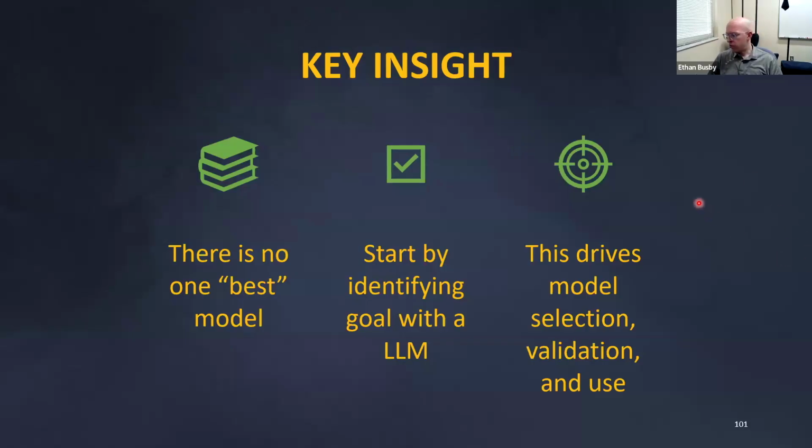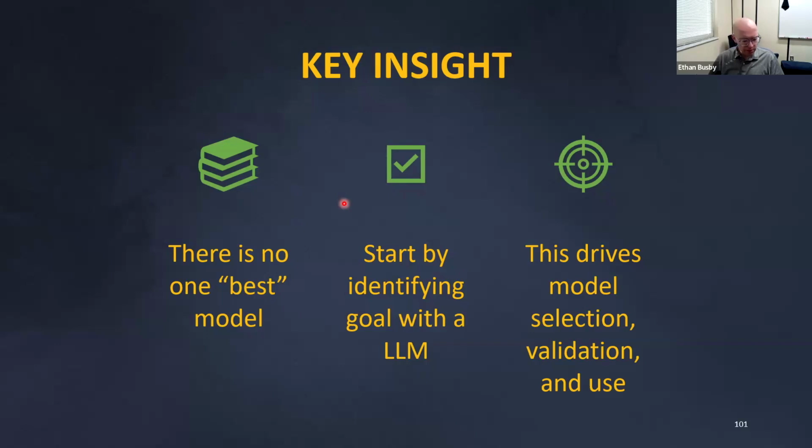Another insight I want to leave with you about this point is that there is no one best model. You should start your process by trying to identify what is your goal with the language model. That ought to be the first principle of which model you should work with. What is the thing you want it to do? And then use that goal as a way to choose which model you want to work with, how you're going to validate that. We'll talk about validation a lot in this class, and how you ought to use that model.